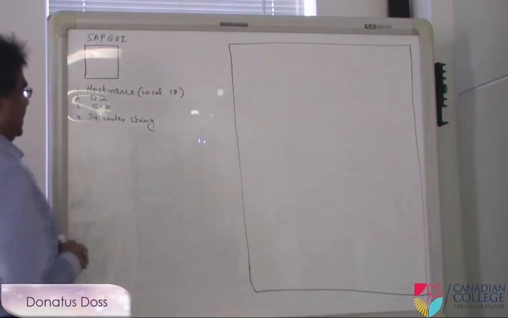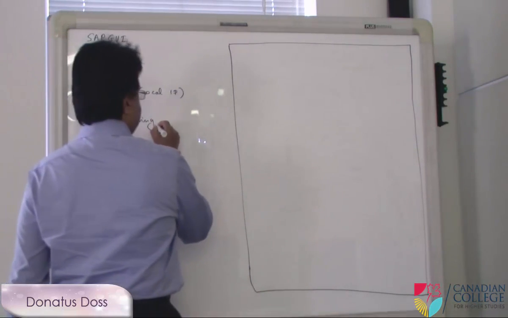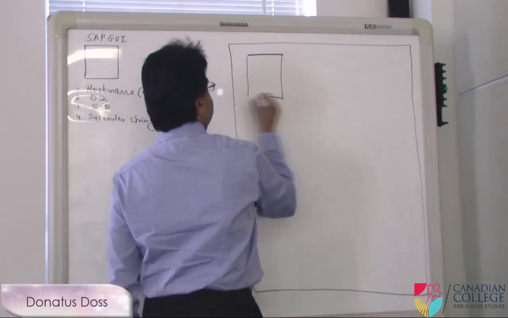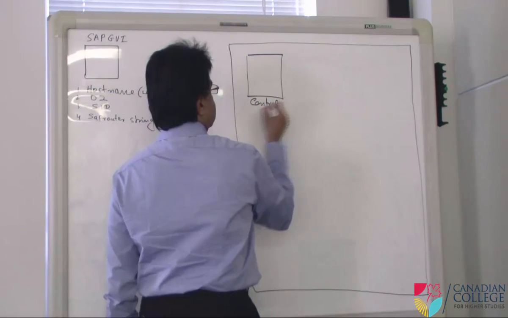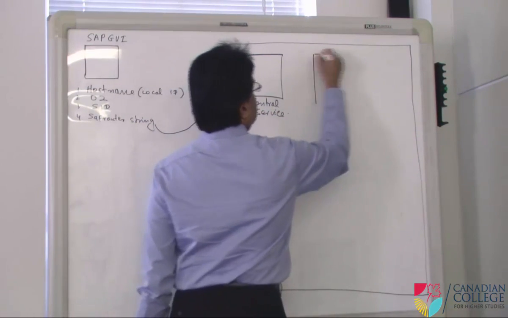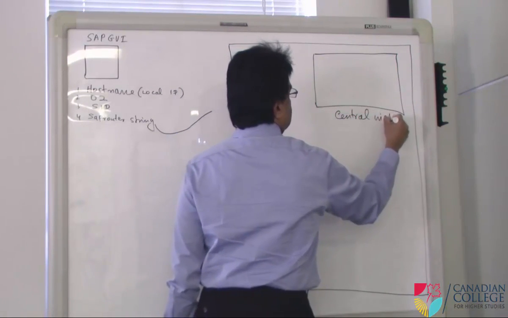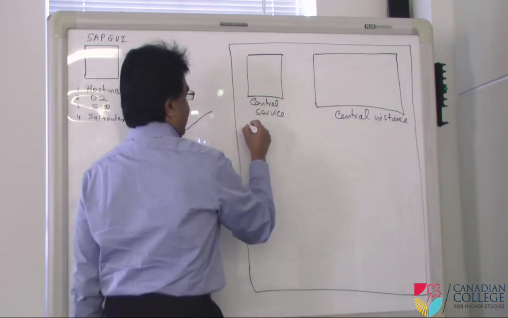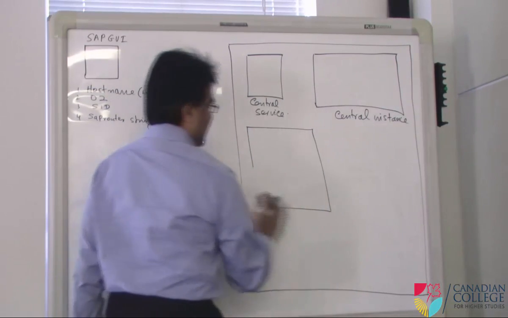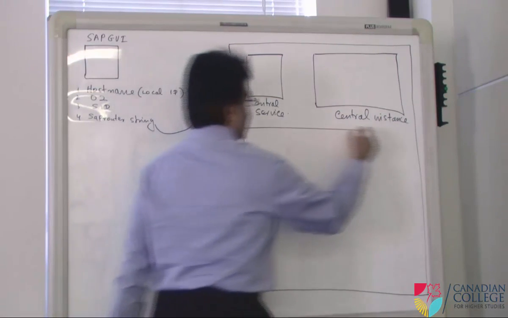So given all the information, I log into the SAP system. Okay. So I will first connect to the SAP system. I may have multiple instances. I may have first central service, then I have central instance, then I will have dialog instances. I will draw the dialog instance a little bigger, because I am going to draw more things within that. So we assume this is the dialog instance.